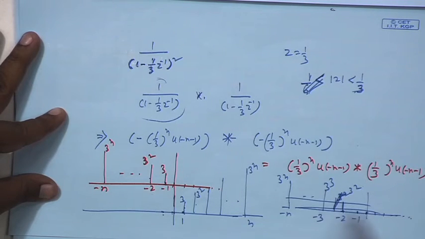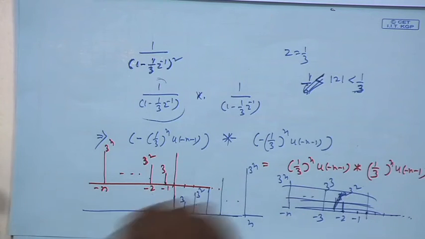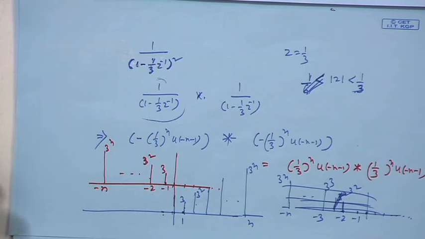Okay. So, I leave this as an exercise to you. You carry out this convolution and you get the result. Convolution between the two. Let this be an exercise. Maybe I will put it in the assignment. So, that is all for inverse Z transform calculation.